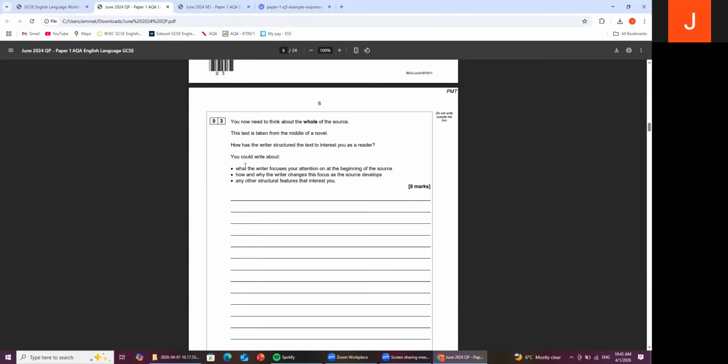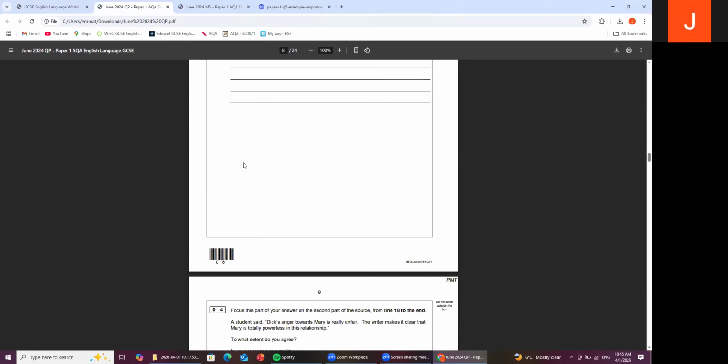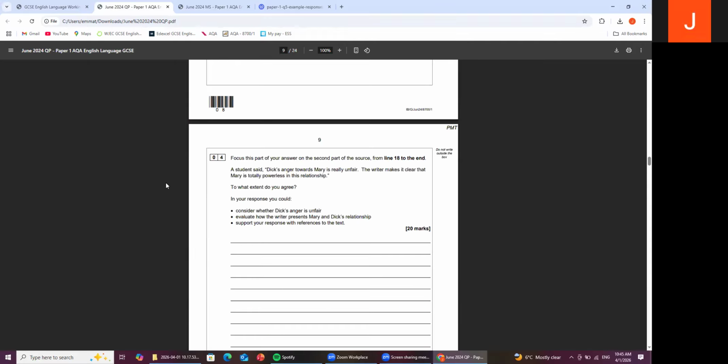Okay, so that's question 3, we will move on to question 4. So the 20-mark question. "Focus this part of your answer on the second part of the source from line 18 to the end." So again, read the question thoroughly. It's line 18 to the end, nothing before line 18. This is what we're being asked to focus on and answer.